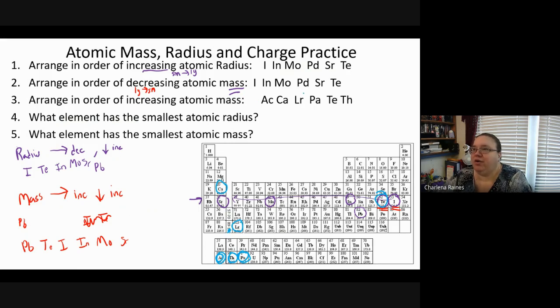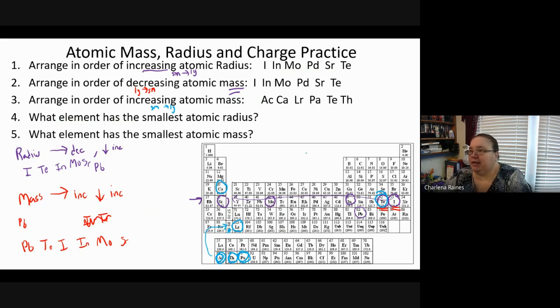We are trying to go from the smallest to the largest. So the smallest element is going to be the one at the top. The largest are going to be the ones at the bottom. Now notice that I do have 4 that are in the same row of that periodic table. So be careful.